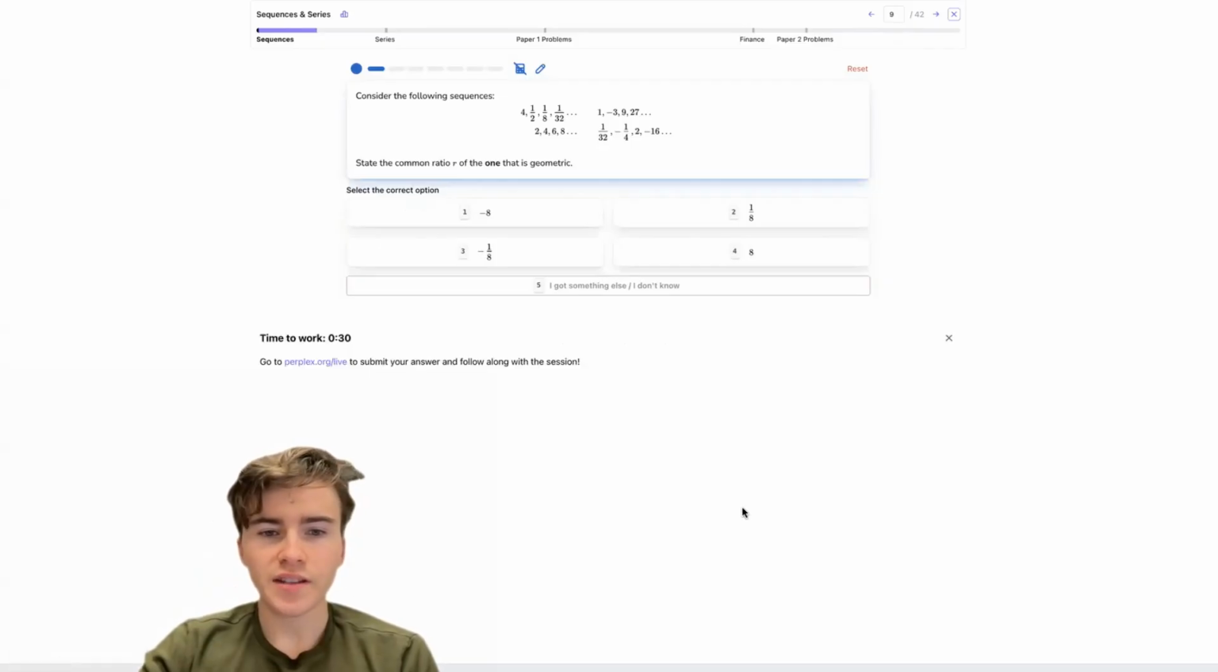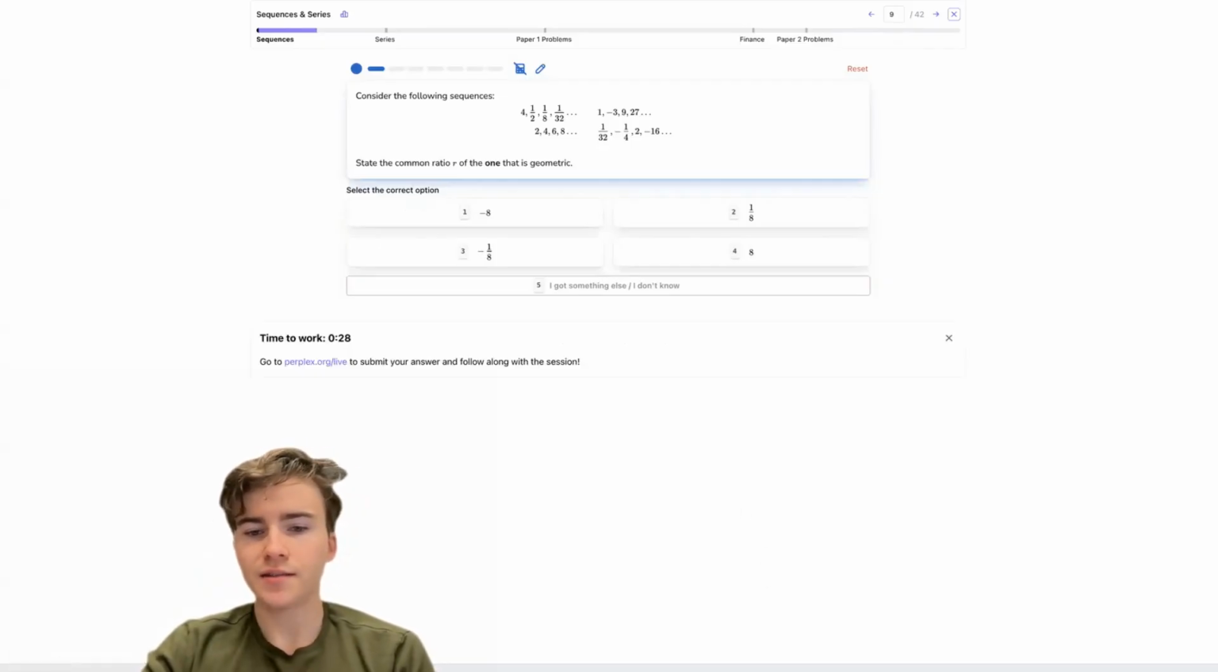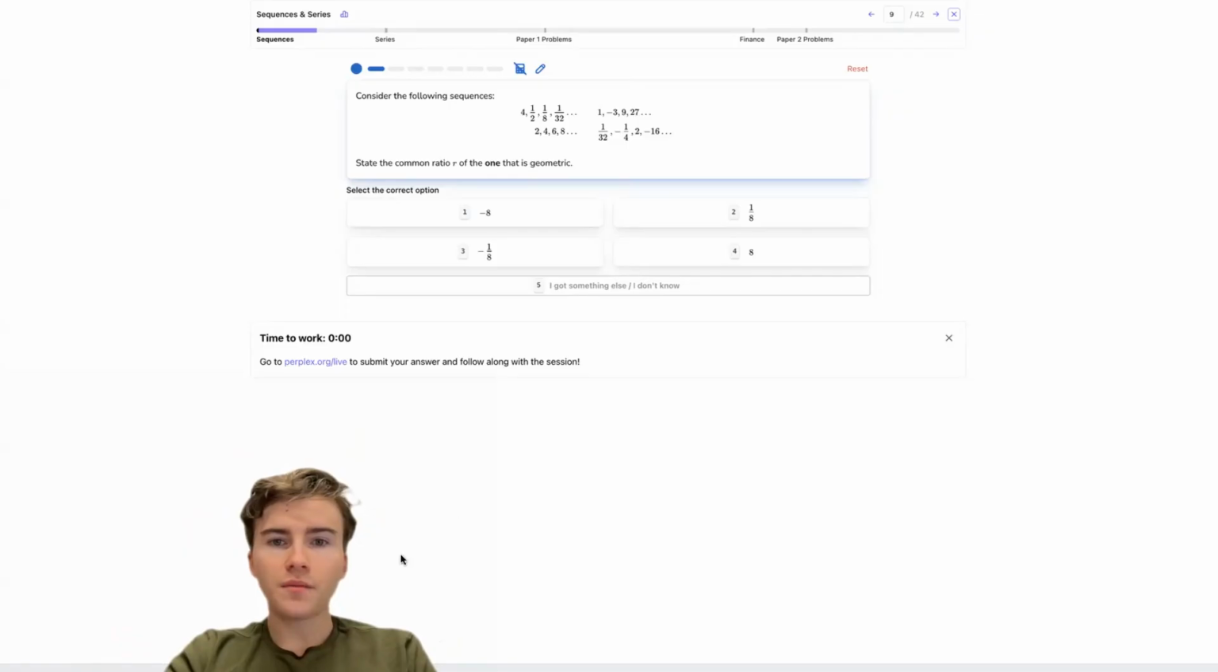So I'm going to give you guys 30 seconds to try this exercise. Okay, so we're looking for the one of these sequences that is geometric. So only one of these is supposed to be geometric. Let's look at the first one. I do 4, 1/2. To go from 4 to 1/2, I divide by 8, right? Because I divide by 4, I get 1, I divide by 2 again, that's dividing by 8. But to go from 1/2 to 1/8, that's dividing by 4, which is different than dividing by 8. So that's not geometric.